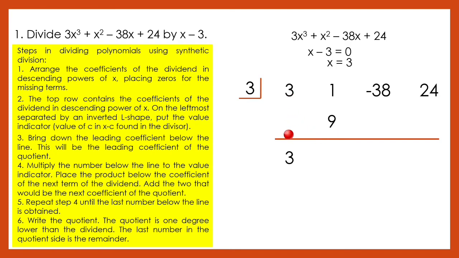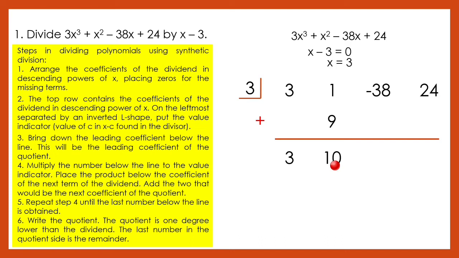Yung unang step, ibababa natin yung unang coefficient. And then, i-multiply natin sa value indicator. Ilalagay natin siya sa below ng next na coefficient. Okay. Next step, add the 2 that would be the next coefficient of the quotient. So, pag-addin natin yung 9 at saka 1. What is 1 plus 9? That is equal to 10. So, ito na yung magiging next na term natin sa ating quotient.